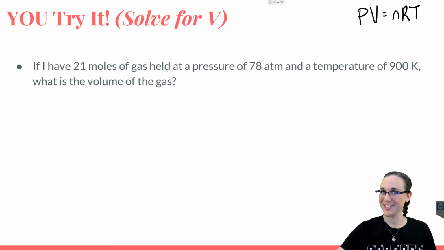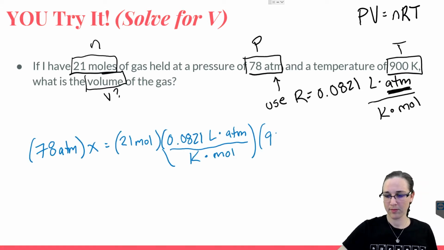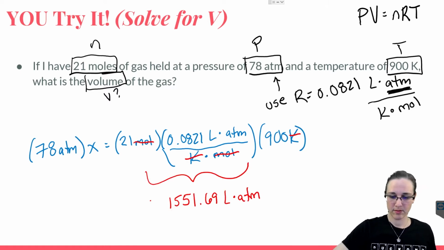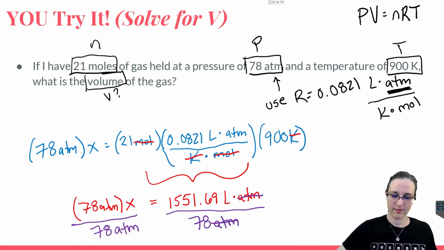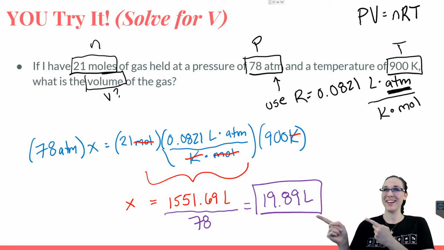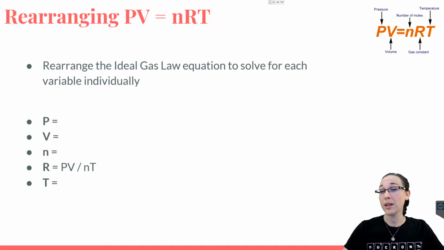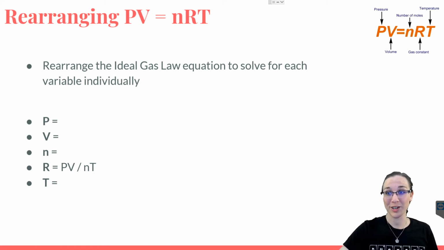Let's check your answer. And there you have it. You should have gotten 19.89 liters. Now, before we try solving for pressure, moles, and temperature using the same ideal gas law equation, let's speed through how we can rearrange PV equals nRT to solve for one of the variables, if you're uncomfortable moving the numbers around after the fact. Let's start with pressure.